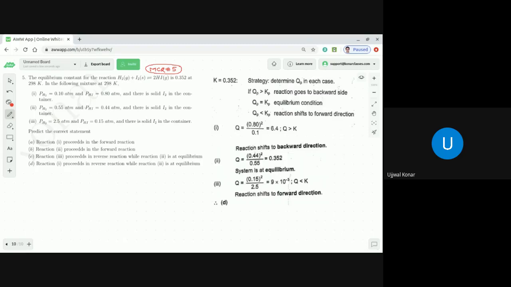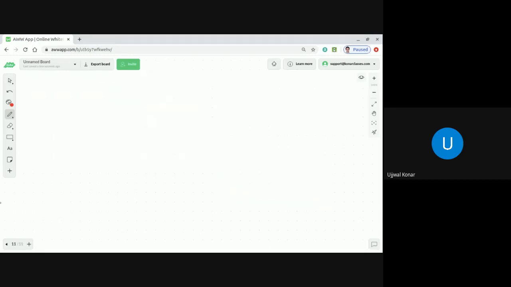Reaction 2 is in equilibrium, not proceeding in the forward reaction. Got it? Clear or not clear? Okay, sir. Yes, sir. Okay, now let me proceed to the next question, that is MCQ question number 6.